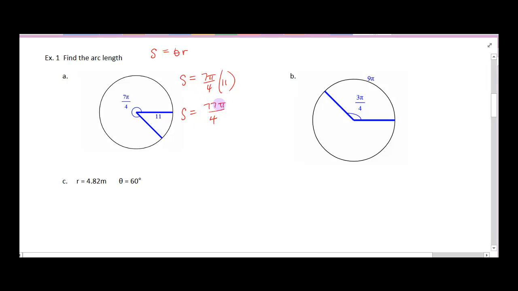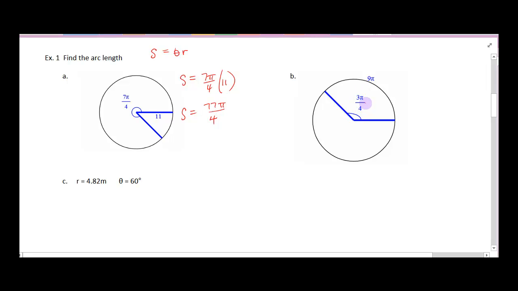Now, if I wanted to know the exact answer, I would leave pi as a symbol here. If I wanted to know an approximate answer, since pi on our calculators is approximated, then I could use my calculator to get an approximate answer. But we're going to leave it like this for now. Let's look at the next example over here for part B.